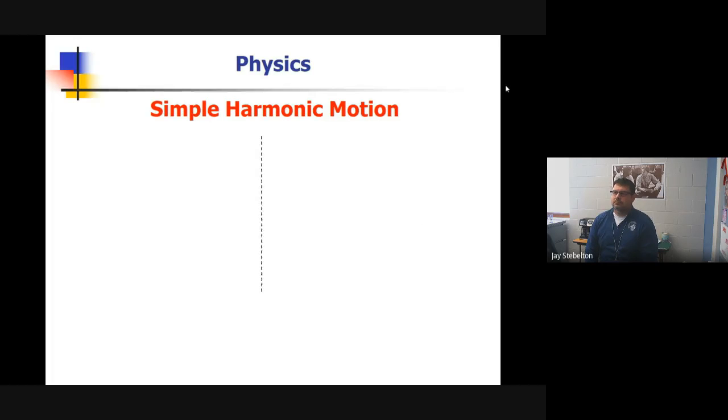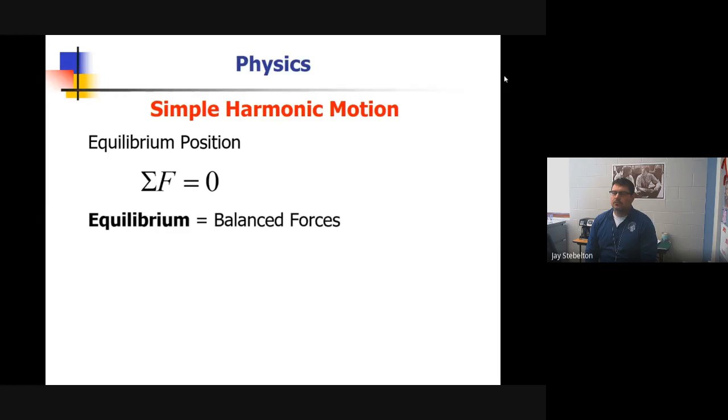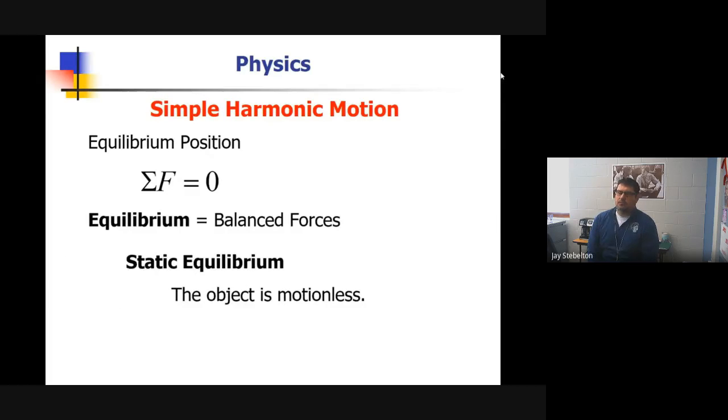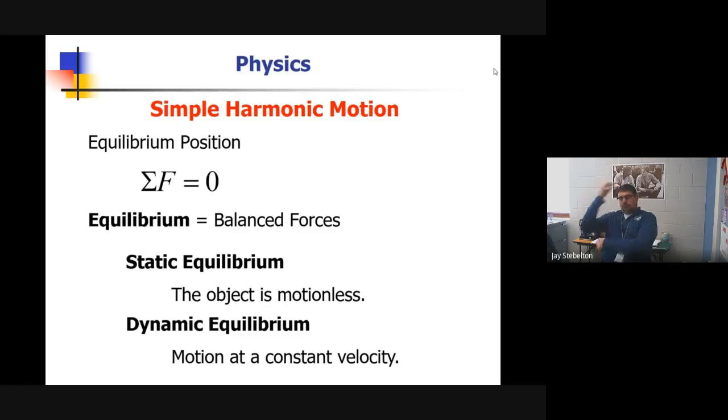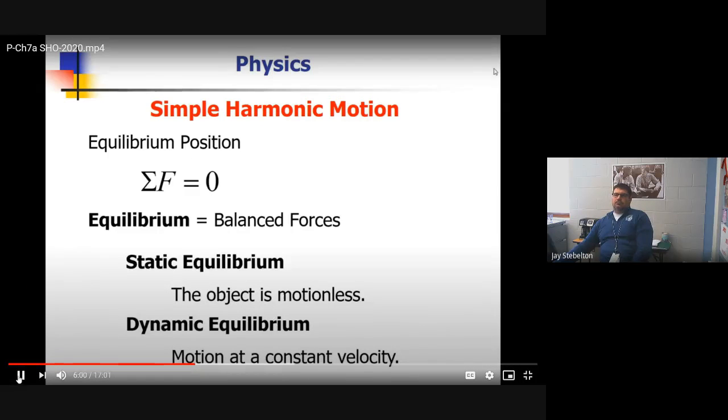So if we look at a diagram, and this is our equilibrium position, we can give this forces that are identified with it. So equilibrium, the sum of all the forces at zero. That means for every positive force, there's a negative force. So equilibrium, balanced forces. You have static equilibrium, the object is motionless. Well, that's where our pendulum will start. You have dynamic equilibrium, where everything is moving at a constant velocity.